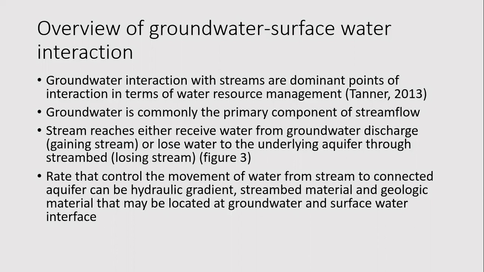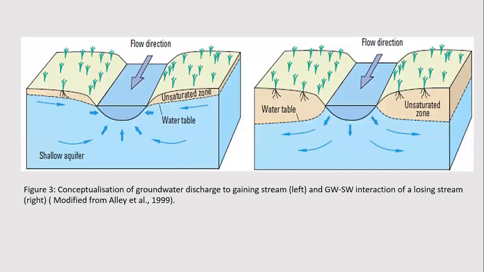these factors are in the back of our minds as we talk about the rate that controls the movement of water from stream to the connected aquifer. We must factor in the hydraulic gradient as a factor. We must factor in the stream bed material as well, and the groundwater geologic material in these systems. So this is what I was saying about the gaining and the losing stream.